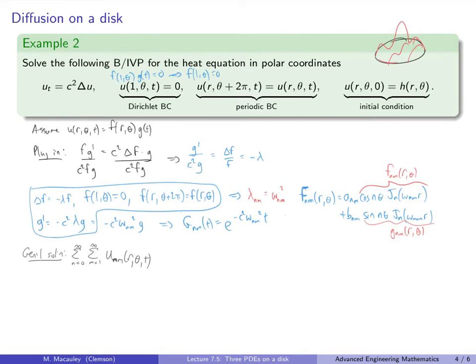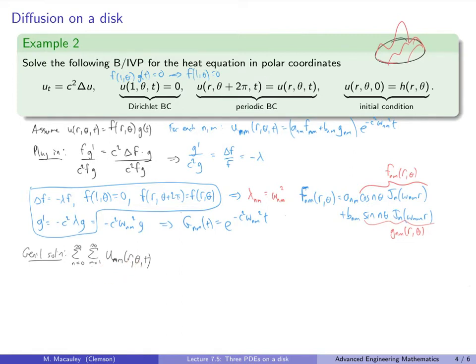And so I should probably write out what that is. For each n and m, we get u_nm of r, theta, t, which is a_nm f_nm. So it's this thing here times the exponential function. Plus b_nm g_nm times e to the negative c squared omega_nm squared t. And I could have written that out, but I feel like it's messy enough as is.